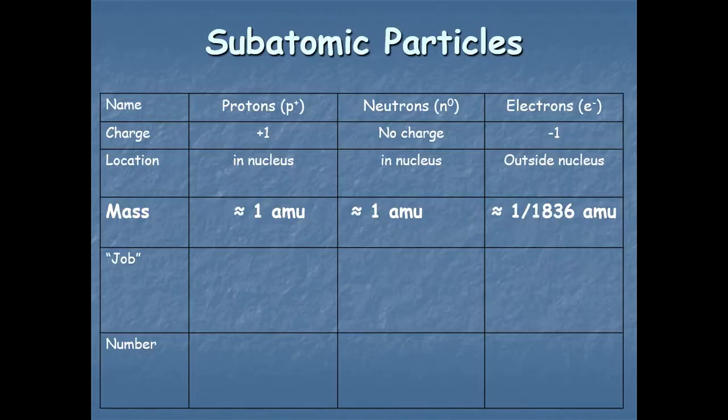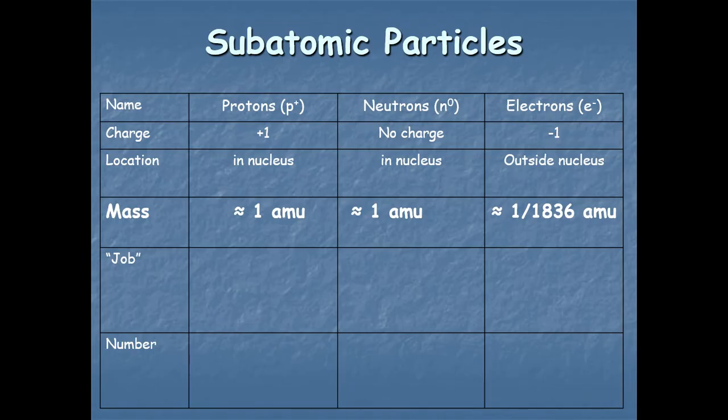Sizes. Well, as far as mass goes, the protons and neutrons are essentially the same size. It's called 1 AMU. AMU stands for atomic mass unit. It is by definition 1/12 of the mass of a carbon-12 atom. A carbon-12 atom has 6 protons, 6 neutrons, and 6 electrons.